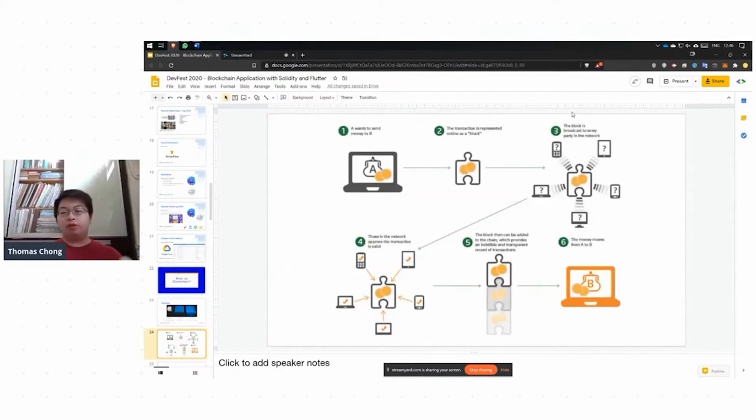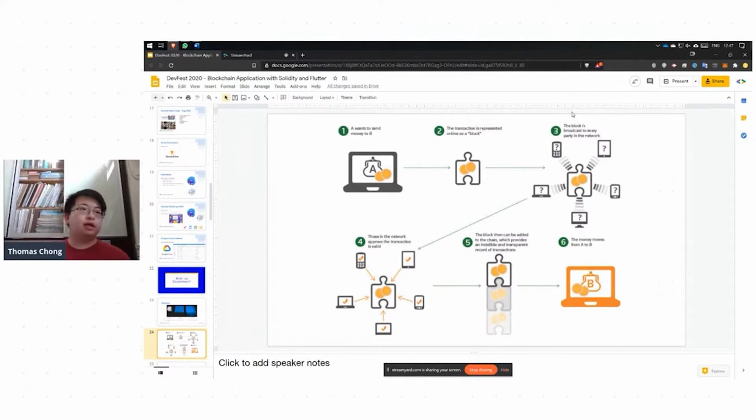Now let's go deeper into how the whole blockchain process works. First of all, for example, Amy wants to send some Bitcoin to Bob. When they execute this transaction, the transaction will be represented online as a block, and this block will be broadcast to every party in the network that participates in the confirmation. You may have heard of a lot of people doing Bitcoin mining, and what they do is confirm each block in the blockchain network.